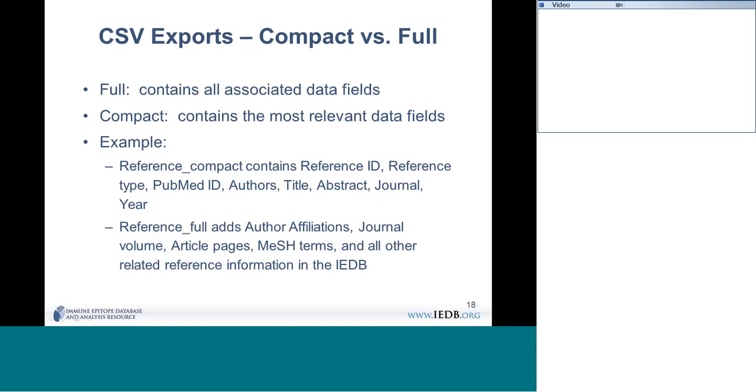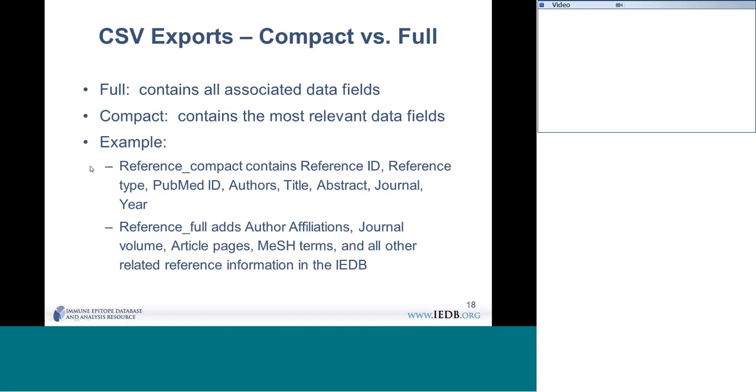So with the full download, you'll get all of the associated data fields, which is quite a lot for the assays. The epitope only comes in full downloads because there aren't that many fields. For the compact downloads, you'll just get the most relevant data fields, and these are predetermined. You don't get to select in advance.